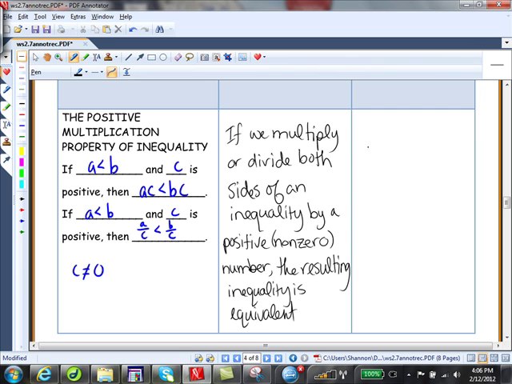So if we had 2 times x is greater than or equal to 6, we're allowed to divide both sides by the same number, and you see we would get x is greater than or equal to 3, and we would have solved the inequality.